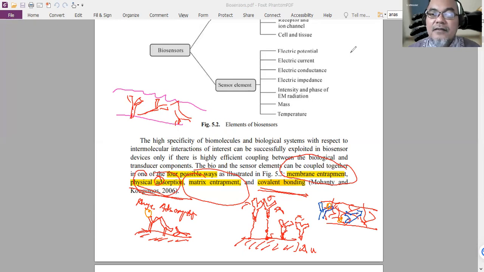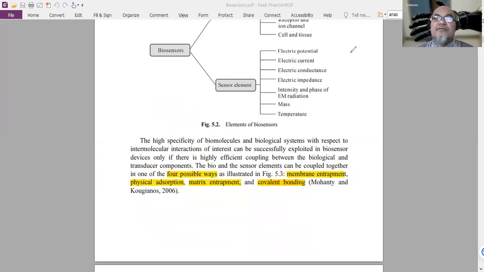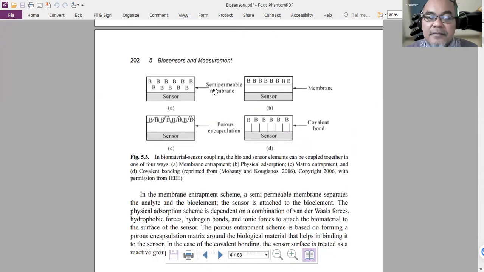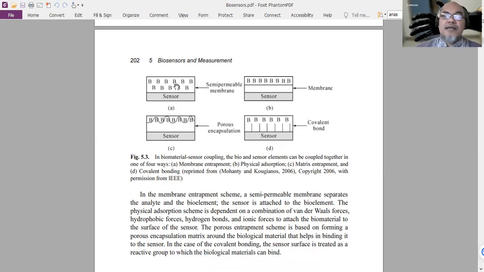Okay, those are the different methods of immobilization. Let's move forward. So this is the illustration. This is membrane entrapment. We see here a semi-permeable membrane where the material, the bioelement, is entrapped inside the membrane.